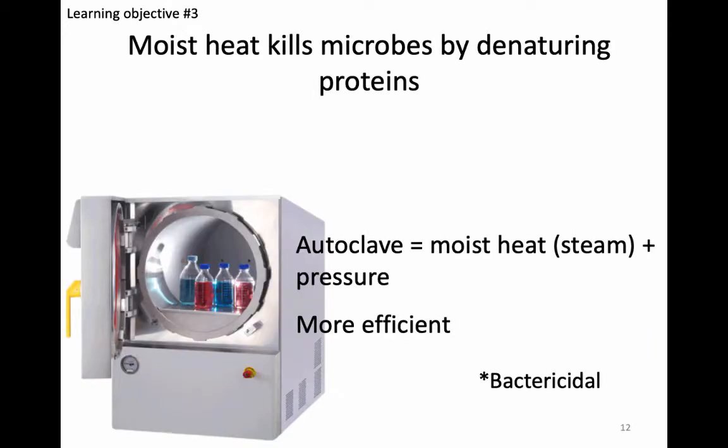Moist heat is more effective than simple dry heat. So in moist heat, you have moisture plus heat. And in an autoclave, you have pressure added as well. And these three things together, moisture, heat, and pressure, are incredibly efficient at denaturing proteins and bactericidal, so killing the bacteria.